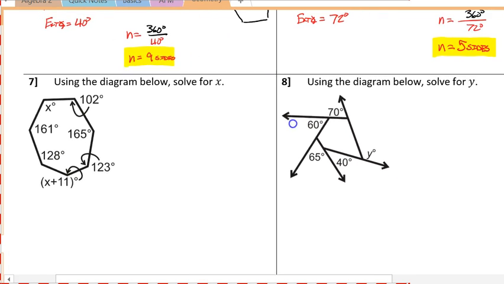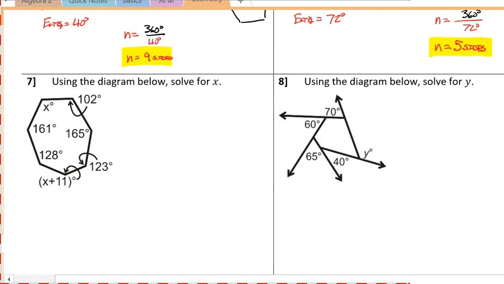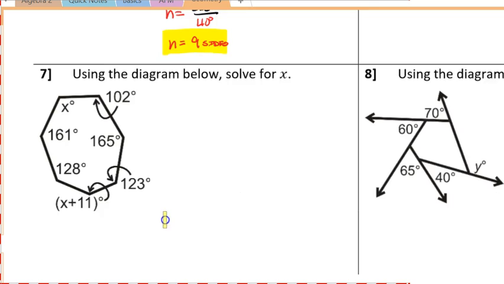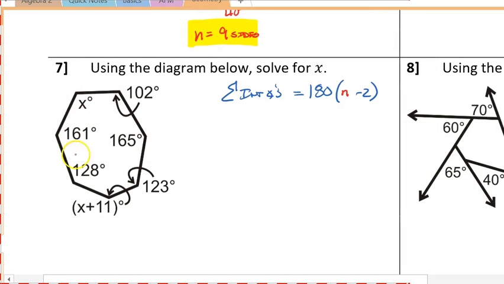Questions number 7 and 8, again, deal directly with the sum of interior angles and the sum of exterior angles. We'll start with number 7. I'm given angle measures inside of a shape, so I know that the sum of those interior angles, if I added them all up, can be found by using the formula 180 degrees times n minus 2, where n is the number of sides. In this case, we count 1, 2, 3, 4, 5, 6, 7. n is equal to 7 sides.